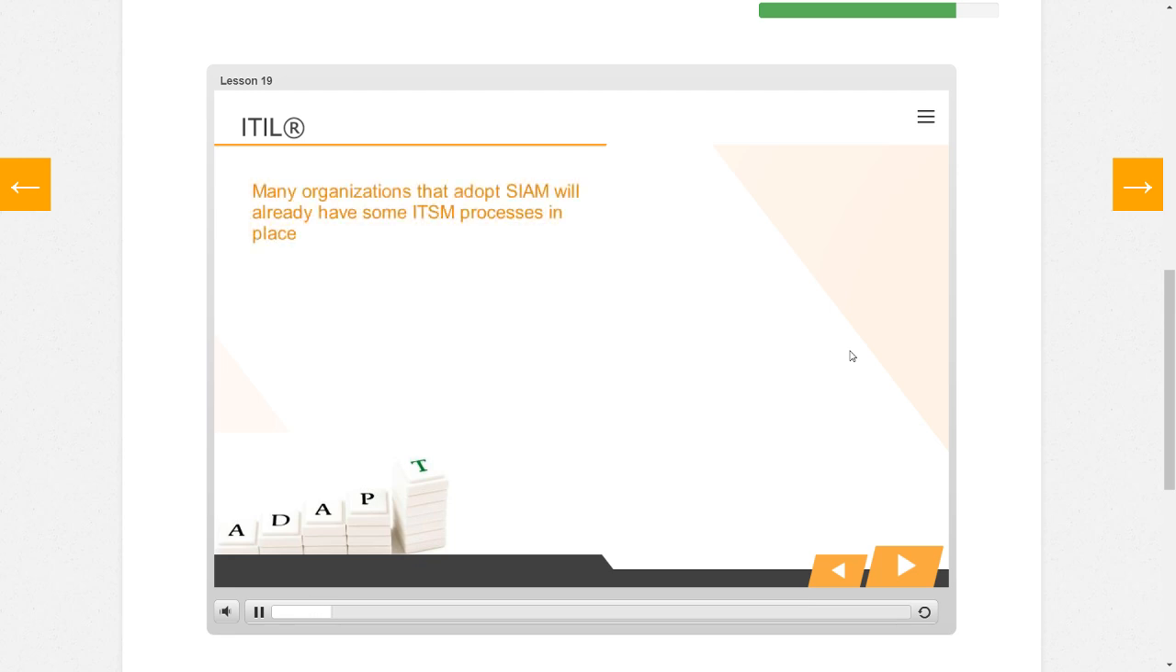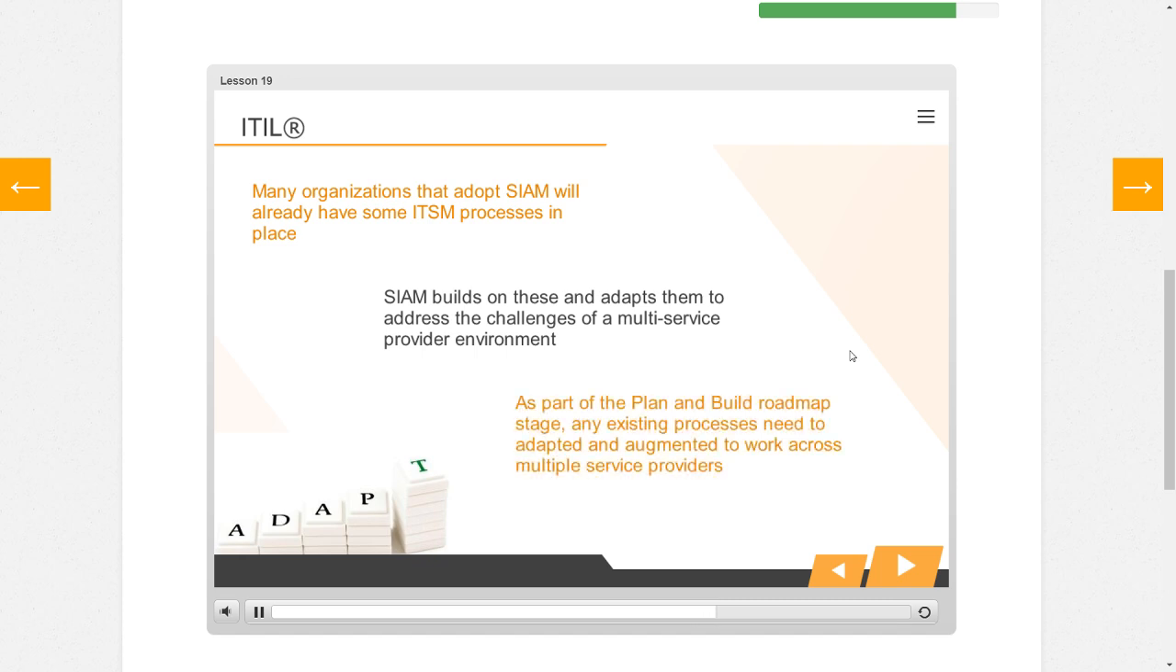Many organizations that adopt SIAM will already have some ITSM processes in place, which could be based on the ITIL guidance. SIAM builds on these processes and practices and adapts them to address the challenges of a multi-service provider environment. As part of the plan and build roadmap stage, any existing processes need to be adapted and augmented to work across multiple service providers.